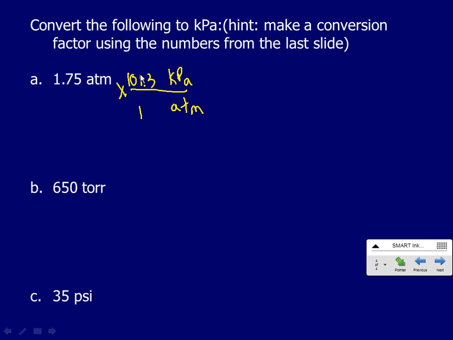And 1 on the bottom. And that'll do it. So all we're doing is generating conversion factors. One atmosphere, by the way, is a whole number defined that way. So I'm looking at 3 significant digits here.